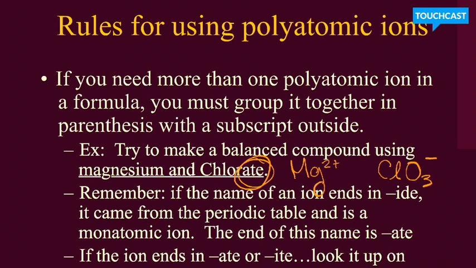So you have a +2 and a -1. You always write the positive guy first, so we're going to do magnesium first. We're going to do chlorate second. And you'll notice that we need more than one chlorate. So what we're going to do is wrap that guy in parentheses. See how I wrap the entire polyatomic ion in parentheses, and then I place a 2 on the outside just like that. And there's your formula. That's magnesium chlorate.